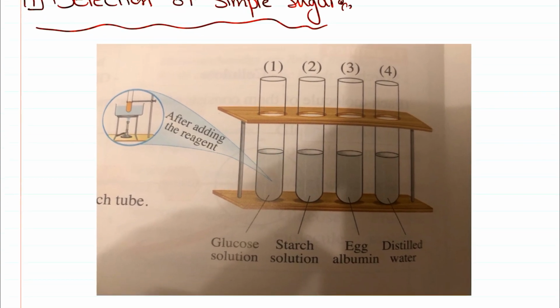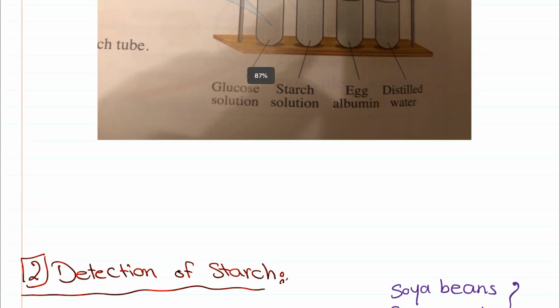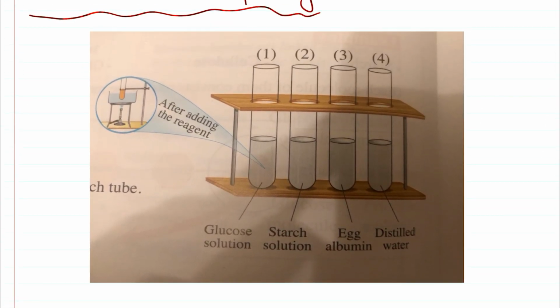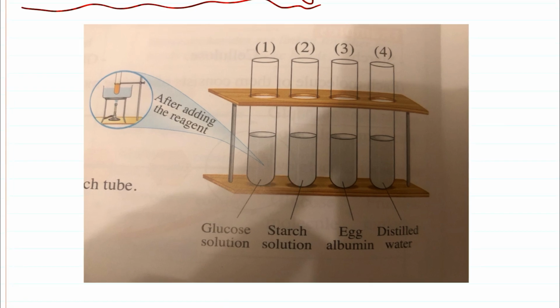How can we detect the presence of simple sugar and starch? Firstly, how can we detect the presence of simple sugar? By getting 4 test tubes, and in the first one add glucose solution, in the second one starch solution, in the third egg albumin protein, and in the last one distilled water. Related to the distilled water, I need you to understand this point, please. Distilled water is called the control experiment.